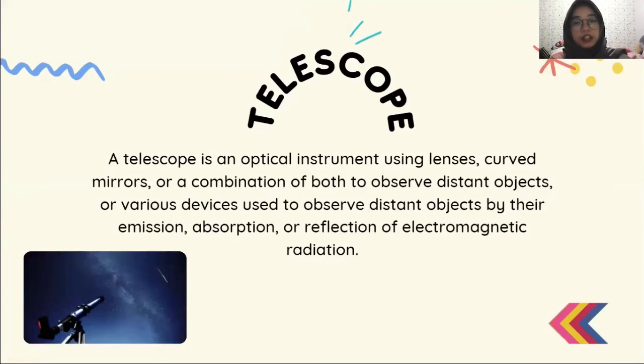And the next optical instrument is the telescope. A telescope is an optical instrument using lenses, curved mirrors, or a combination of both to observe distant objects, or various devices used to observe distant objects by their emission, absorption, or reflection of electromagnetic radiation. And so, with the telescope, we can see far objects such as stars in our space.